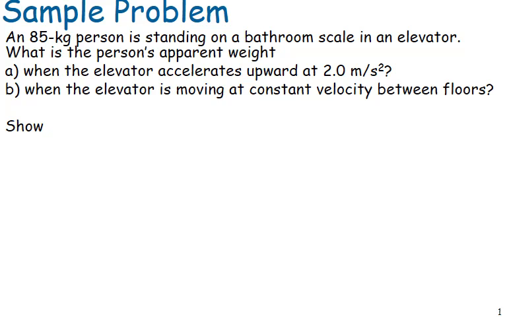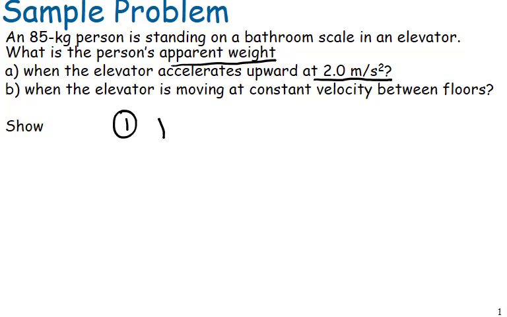All right, so for this one, we're going to take a look at some forces on a person in an elevator. And so we've got the person in the elevator standing, and we want to find out what is the apparent weight when the elevator accelerates upward at 2 meters per second squared, and then part B, when the elevator is moving at constant velocity.